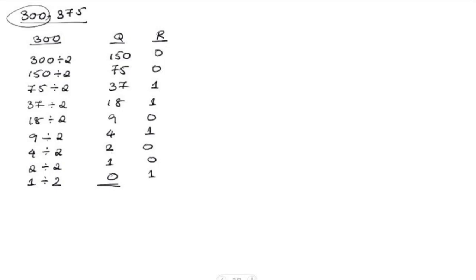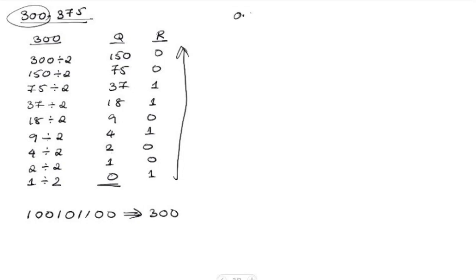And now we will take the numbers as I told before, bottom up, and that would mean 100101100 is equivalent to 300. So we took 100101100, which is equal to 300. And now we take the decimal part that we have here, which is 0.375.